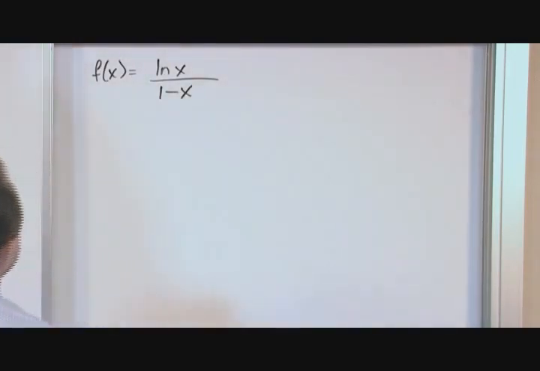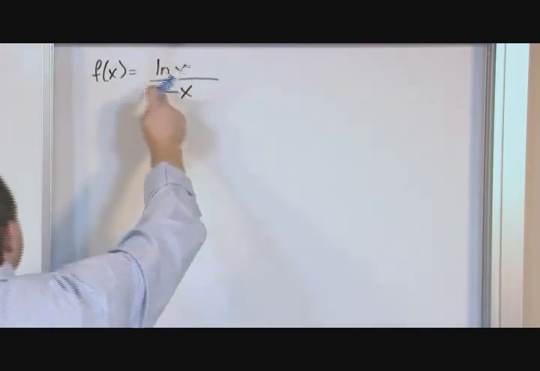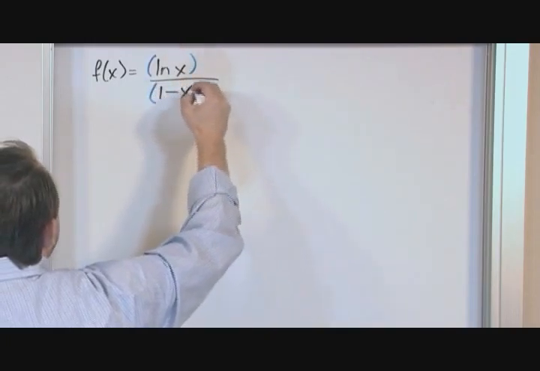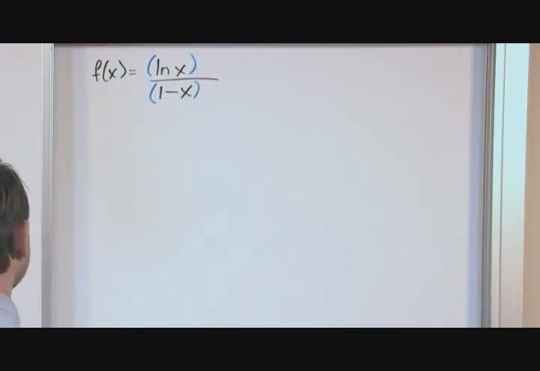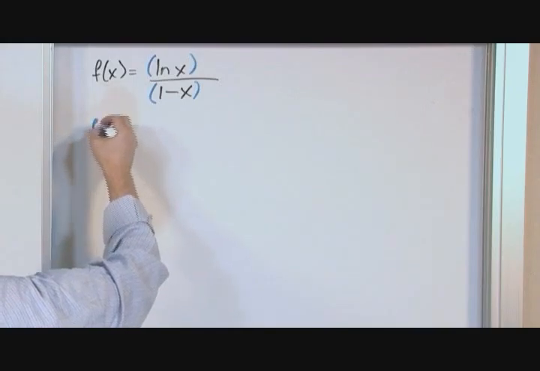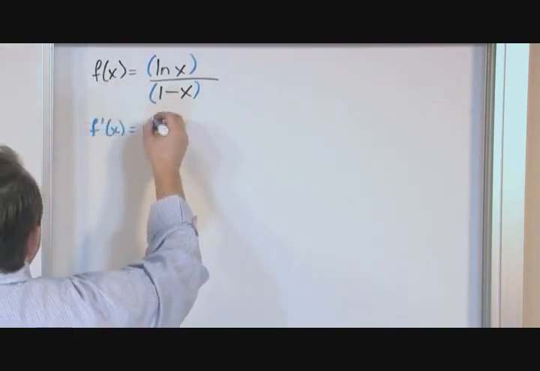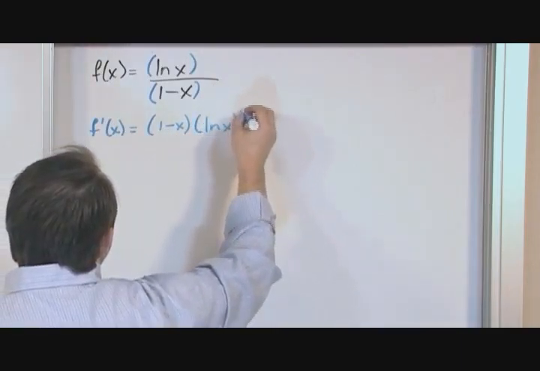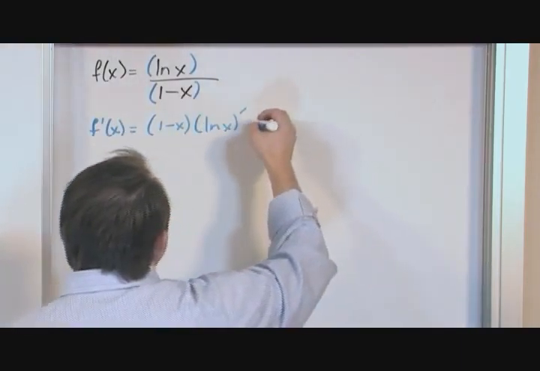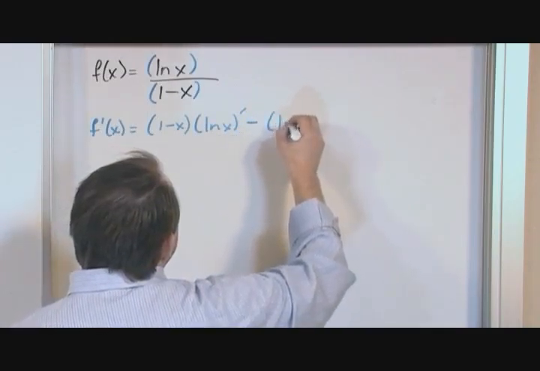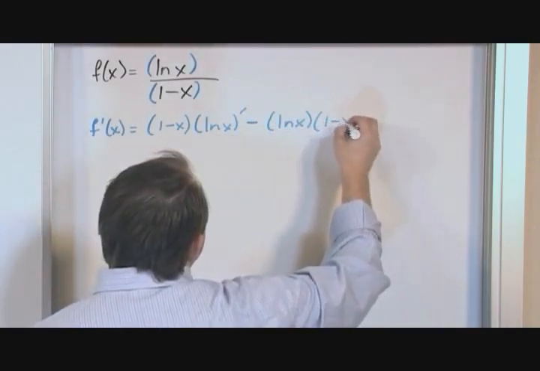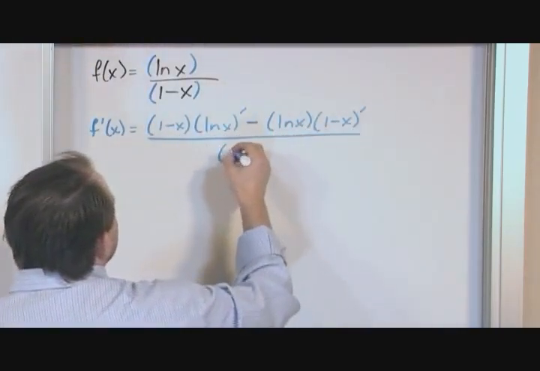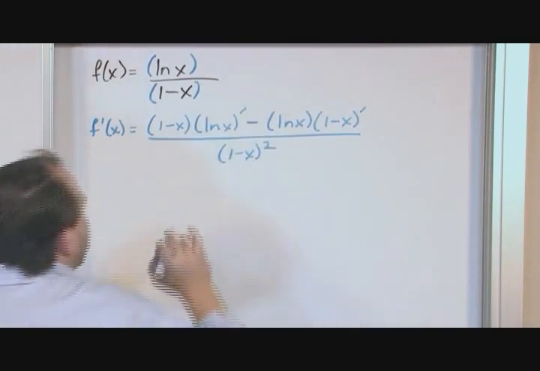Well, the first thing I notice is, yeah, I've got a natural log, but bigger picture than that, I've got a giant quotient. I've got this on the top and this on the bottom. So I do need to follow the quotient rule. F prime of x is equal to the bottom, 1 minus x, times the derivative of the top, natural log of x prime for derivative. Bottom times the derivative of the top minus the top times the derivative of the bottom, over the bottom squared, 1 minus x squared.